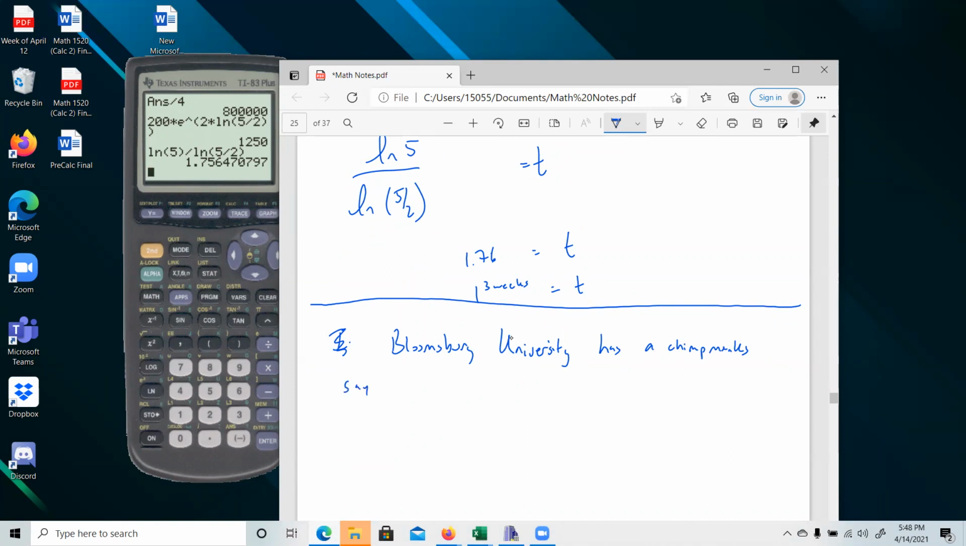So say in fall of 2020, there were 100 chipmunks on campus.